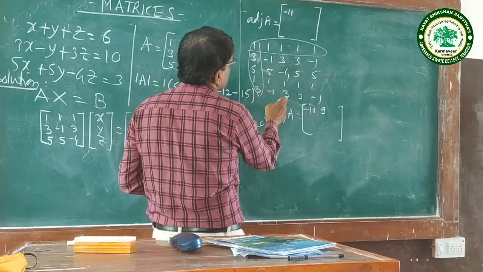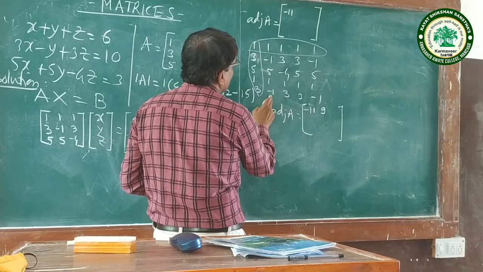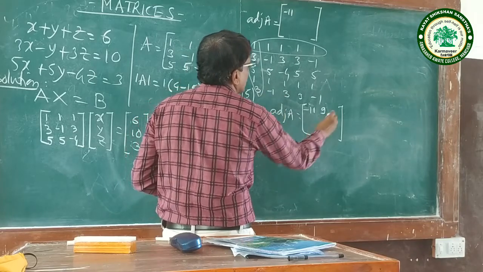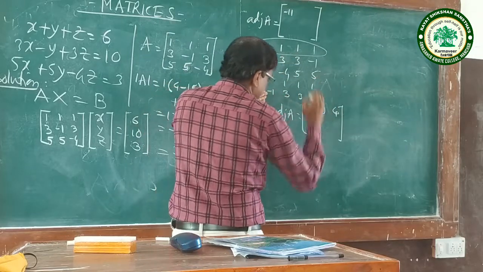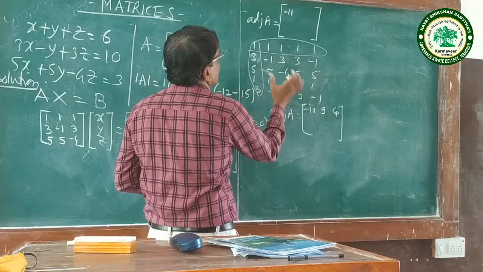Second element: 1 into 3, 3, minus 1 into minus 1, it is 3 minus 4... 3 plus 1, 4. See, calculate column wise, write row wise. Now consider these two columns.